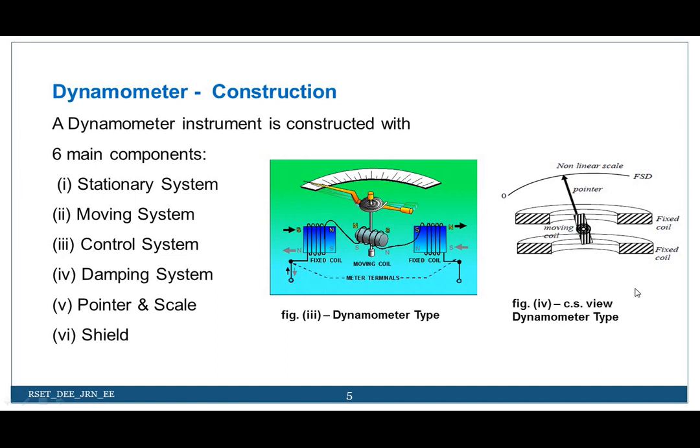And you can see the next diagram shows the cross-sectional view of a dynamometer type moving coil instrument. It will have a non-linear scale. We'll discuss it. And FSD stands for full scale deflection. These two are the fixed coils and this is my moving coil. You can see the control spring over here, which provides the controlling torque, and this is my pointer.